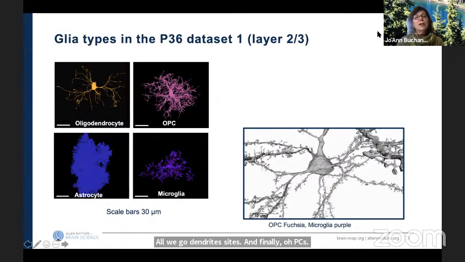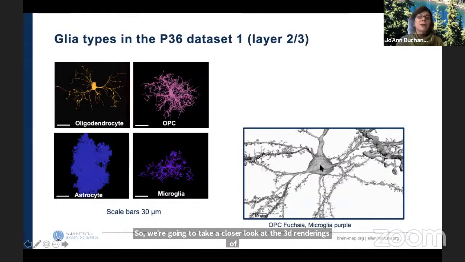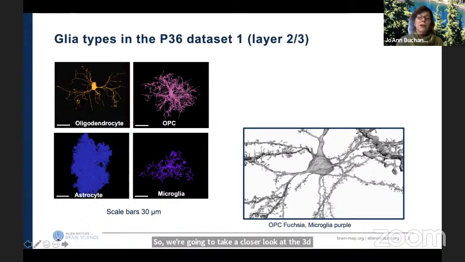So we're going to take a closer look at the 3D renderings of these types of glia. Here in gold is an oligodendrocyte. Here in pink is the OPC. The blue is the astrocyte, and purple is microglia. I would just like to make a comment now about microglia and point out that they are actually not really glia. Rather, they are blood cells, and they're related to macrophages, a kind of immune cell.